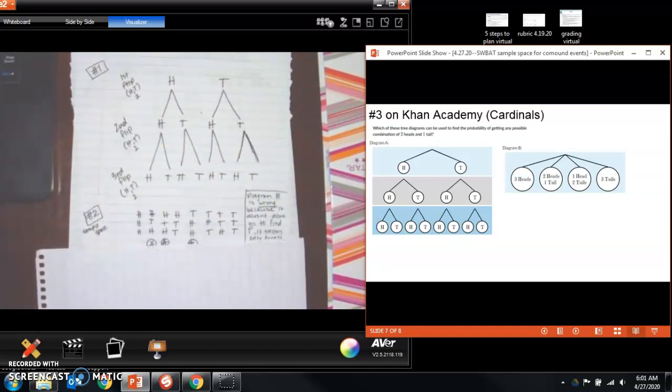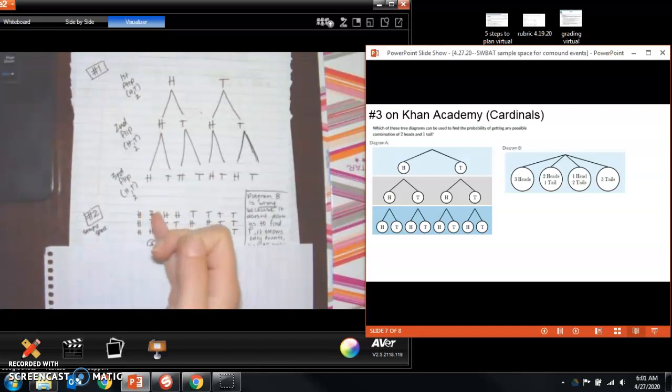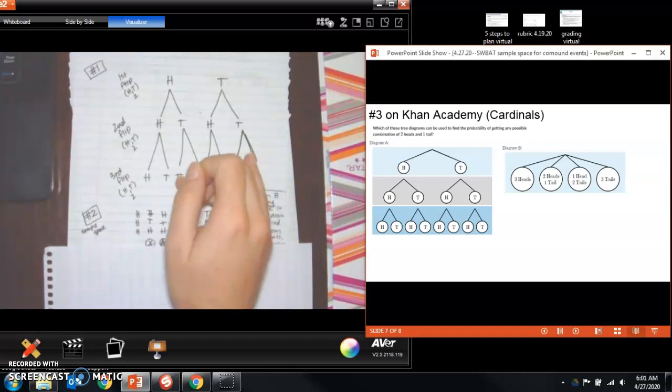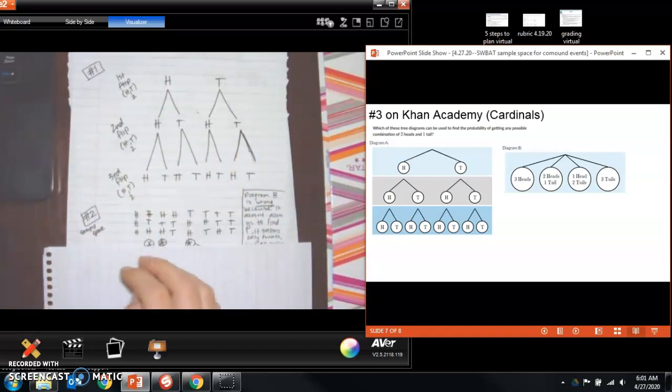So I have listed out my sample space. So there are 1, 2, 3, 4, 5, 6, 7, 8 outcomes. And within all of these outcomes, there are 3 different events.